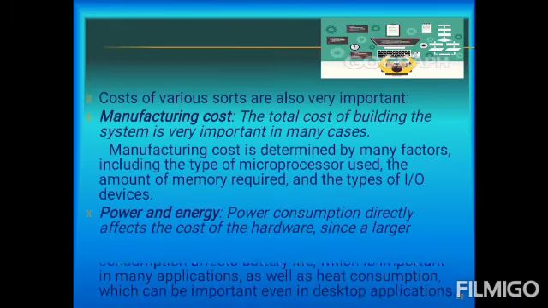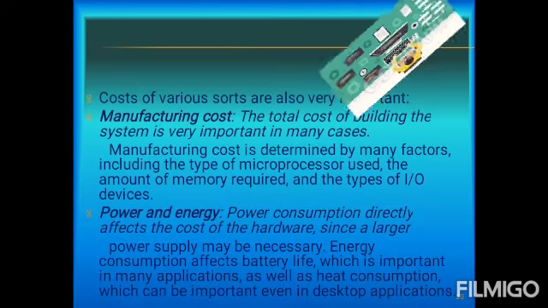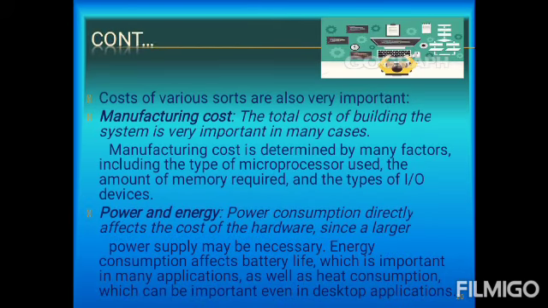Next, manufacturing cost. We have to concentrate on the cost for manufacturing that device. That cost includes the raw material cost, labor cost, as well as the time duration it takes to bring it to market. These things are also considered when you are designing the embedded system. Next, power and energy. The power needed to process the given data should be carefully considered.